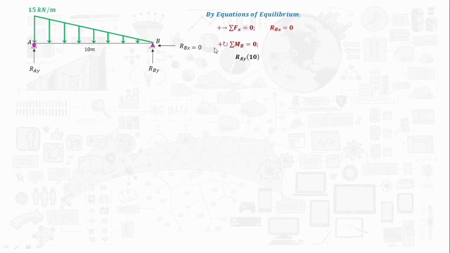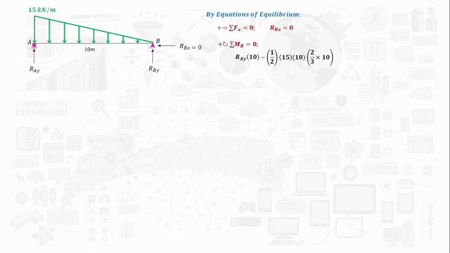So, second step is moment tayo kay B para ma-determine natin si RAY. So, clockwise being positive and counterclockwise being negative. So, moment tayo kay B. So, positive RAY times 10 minus 1/2 kasi triangular, 15 times 10 times yung moment arm niya na 2/3 of 10. So, the same sa sinabi ko kanina.